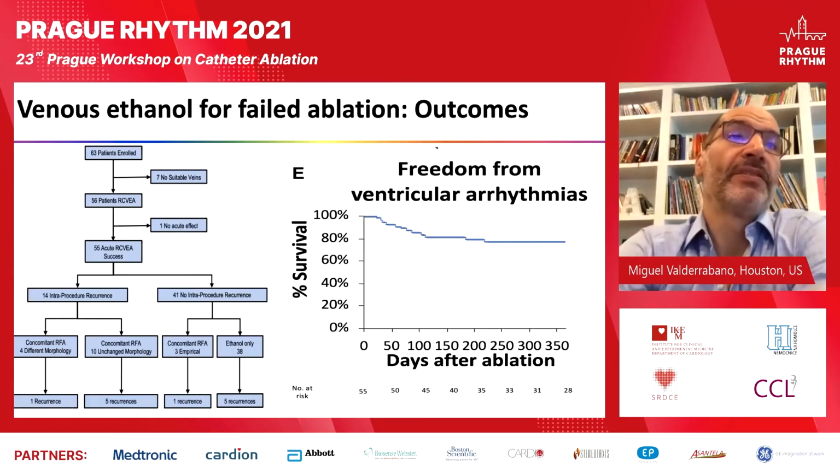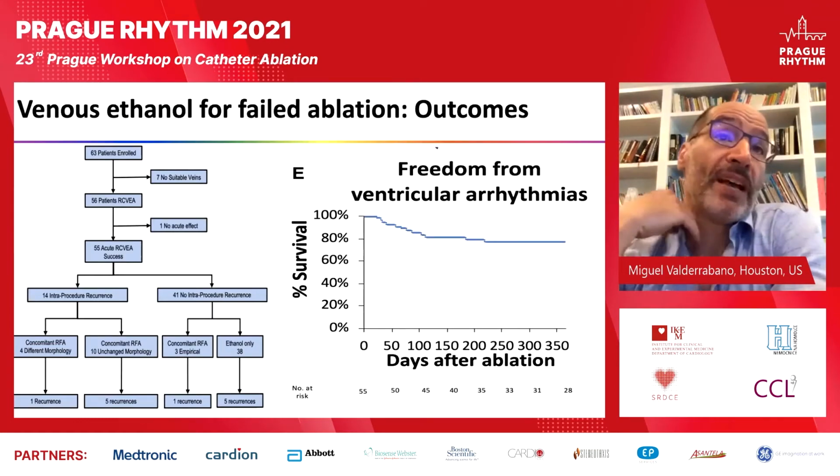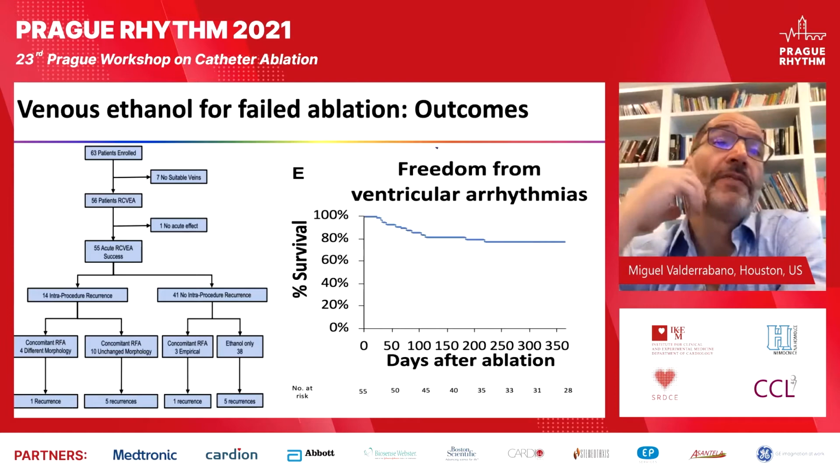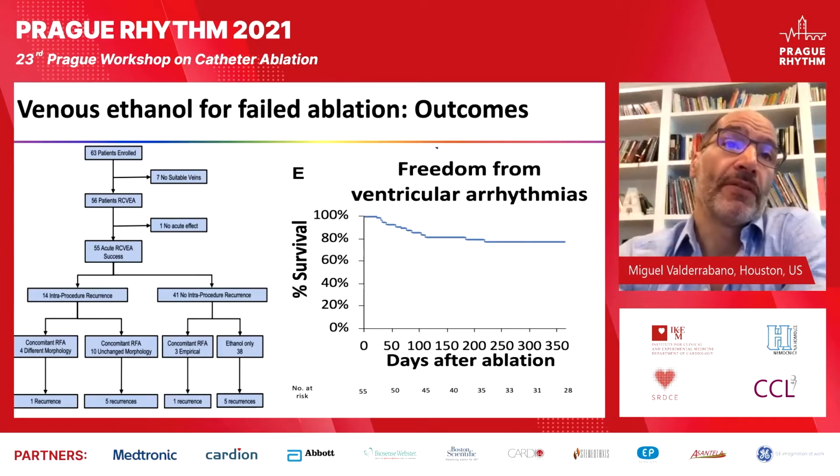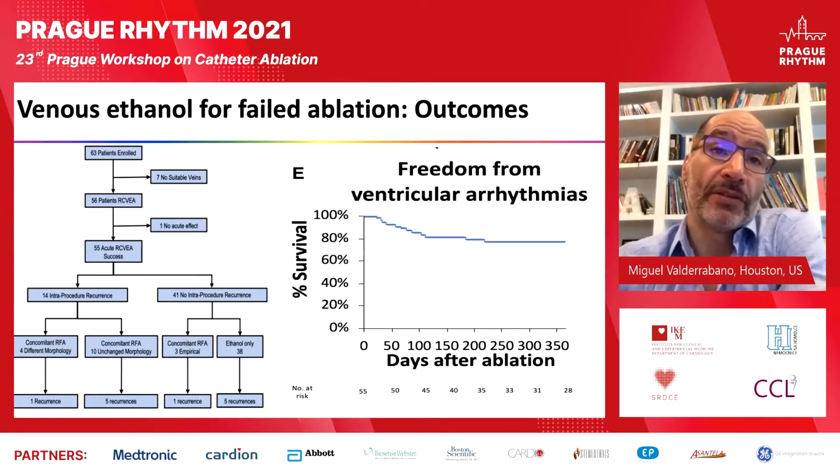All in all, we have experience now. This is what we reported, 63 patients enrolled. 7 of them had no suitable veins, so this doesn't work for everybody. But of the 56 patients that got retrograde coronary venous alcohol, in 1, there was no acute effect. In the other 55, there was acute success.